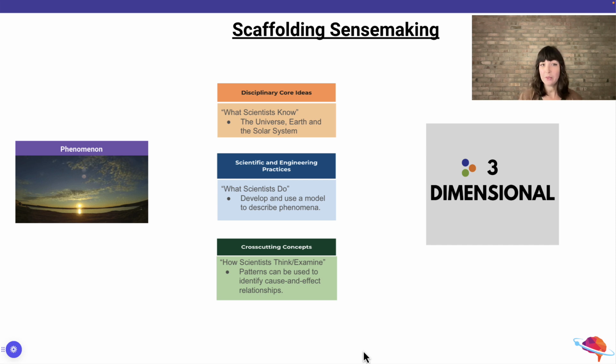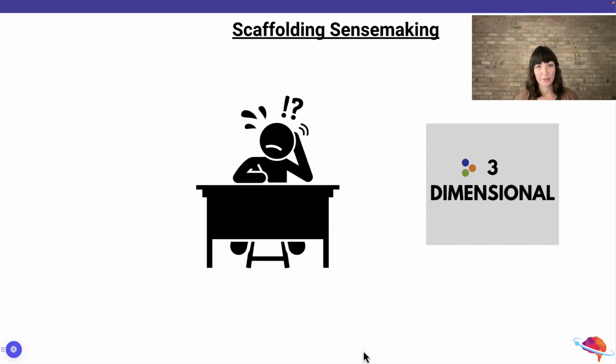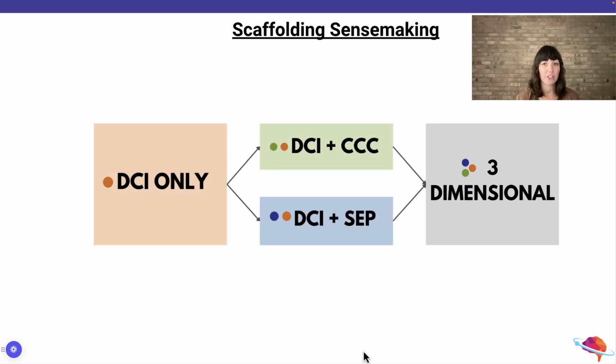But we also know that some students may struggle to answer rigorous three-dimensional questions like this for a number of reasons. This is why InnerOrbit breaks down the three dimensions of the NGSS to create questions that scaffold the student journey towards making sense of complex phenomena. Let's take a closer look.